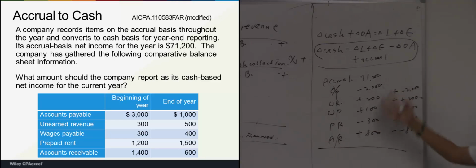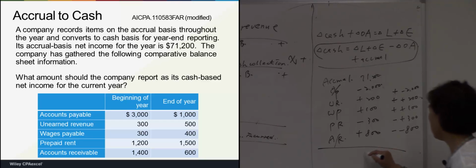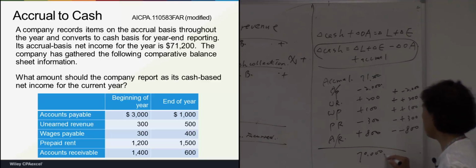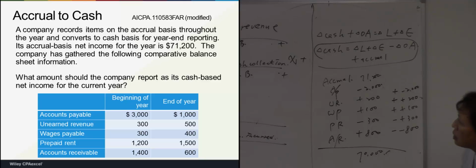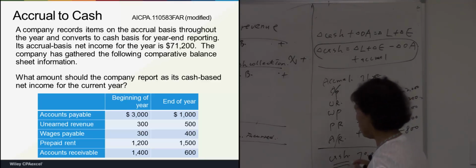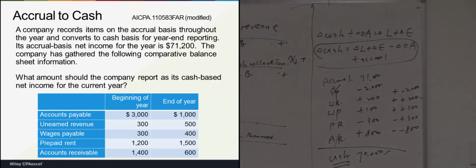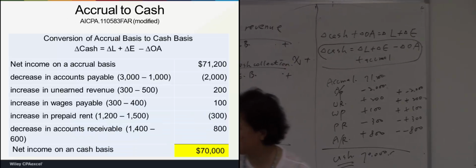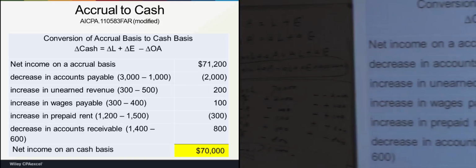Then we are done, right? You just need to do some calculation. So do we get 70,000? Yes, we get 70,000. So this is the cash amount, and this is the accrual amount.